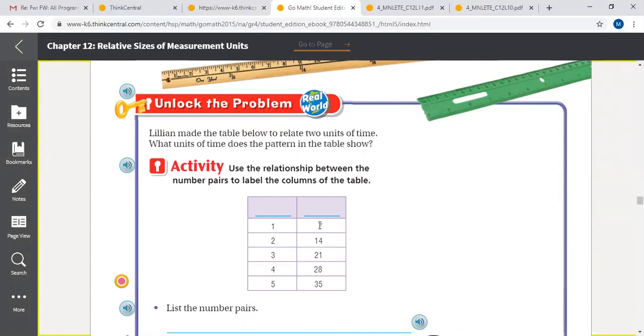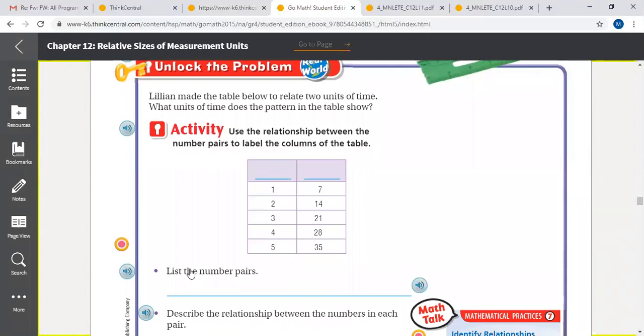Who can tell me, this is 1 and this is 7, what are the 2 units? We will use it here in this table. Yes, here we can write this is week and this is days. Why? Because 1 week equals 7 days. Firstly, we want to complete this. List the number pairs. The number pairs will be 1 and 7, 2 and 14, 3 and 21, 4 and 28, 5 and 35. This is the first question.